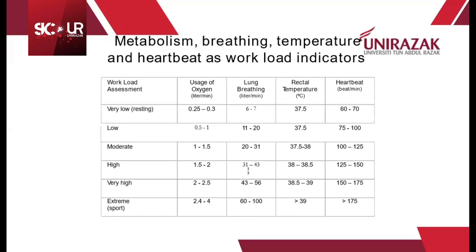So normally dalam keadaan very low ataupun resting, kita akan guna oksigen lebih kurang 0.25 hingga 3 liter per minit. Kita punya lung breathing lebih kurang dalam 6 ke 7 liter per minit. Rectal temperature lebih kurang dalam 37.5. So heartbeat kita lebih kurang 60 ke 70. Ini dalam keadaan resting lah.